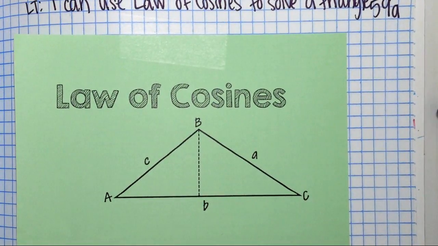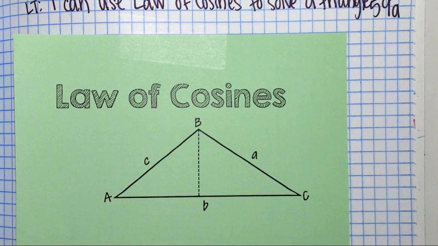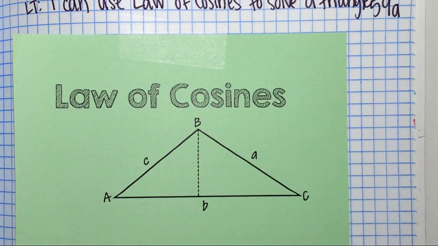We use law of cosines when law of sines fails. So when would law of sines fail? When they don't give us two angles. So what two situations would that be? Who remembers the triangle properties?